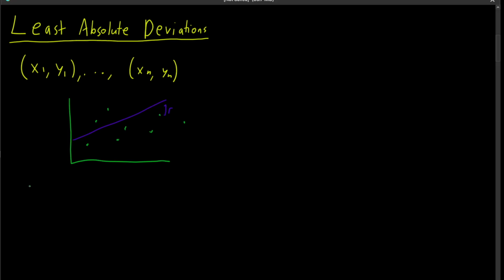When I first approached this problem many years ago, I probably would have just taken the absolute value of the residuals. So that's what we're going to do in this video. We'll be minimizing the sum of the absolute values of the residuals instead of the sum of the squares of the residuals.